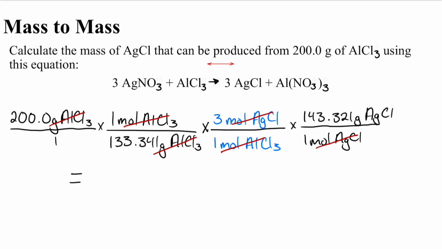Then we just need to do our calculation. So 200 grams of aluminum chloride divided by 133.341 grams of aluminum chloride times 3 moles times 143.321, which, rounding to 4 significant figures, is 644.9 grams of silver chloride.